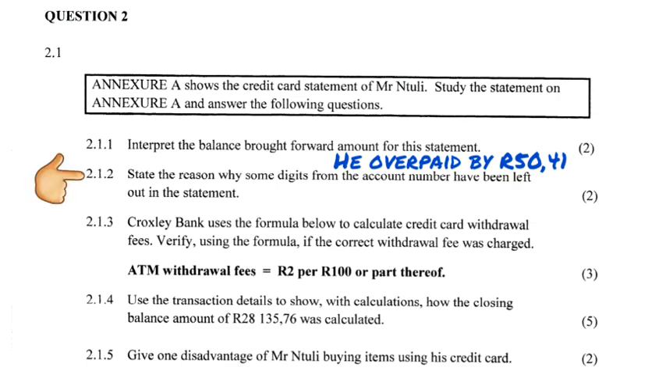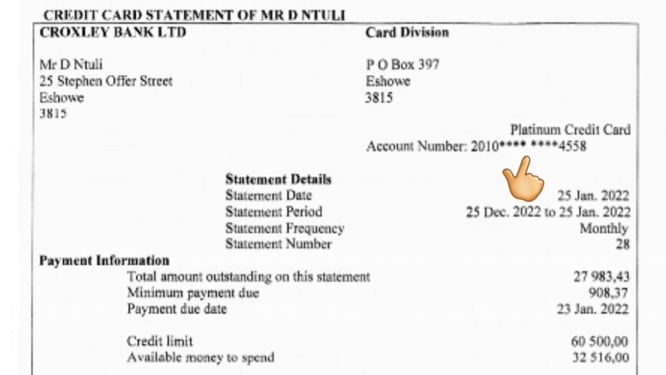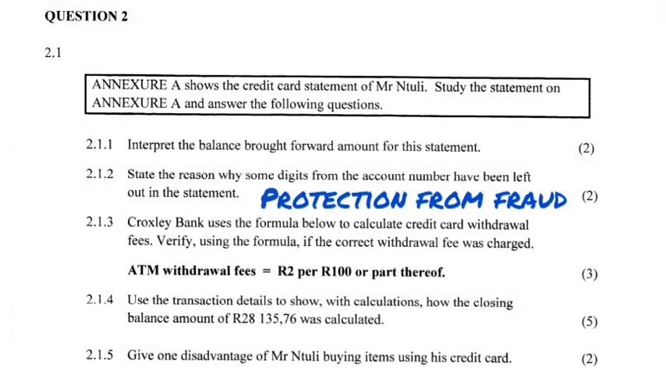Then in 1.2.1 it says state the reason why some digits from the account number have been left out of the statement. So you know that in your statement, usually when they show your account number, there are some digits that they show as asterisks, as you see there in the credit card statement for Mr. Ntuli. It says 2010 and then asterisks until the last 4 digits of the account number. So basically the question is, why do you think they put those asterisks? Why do they use those asterisks?